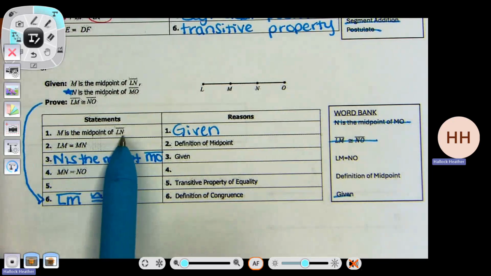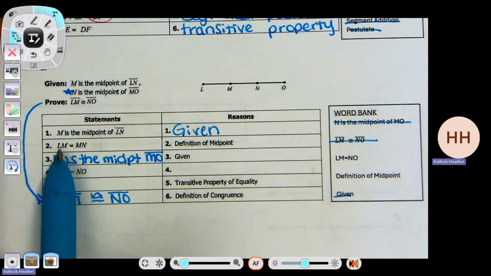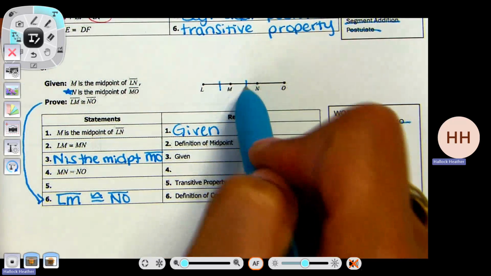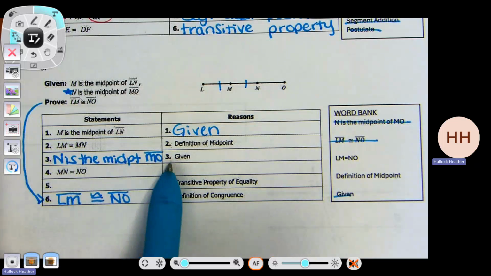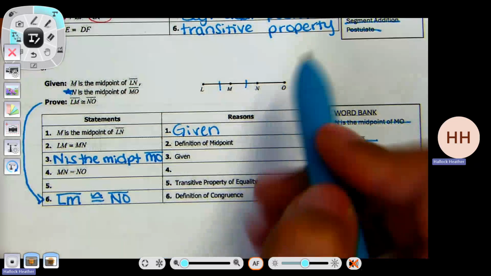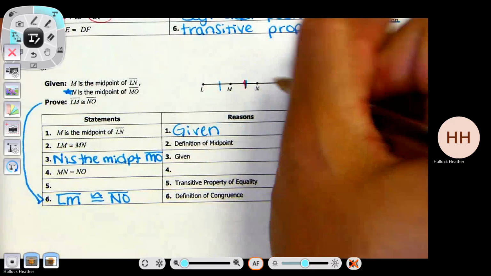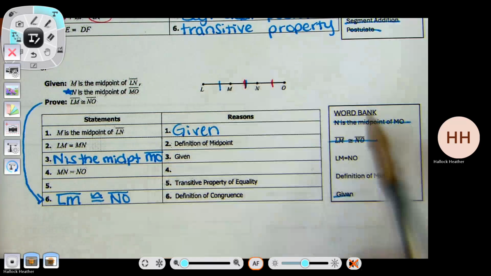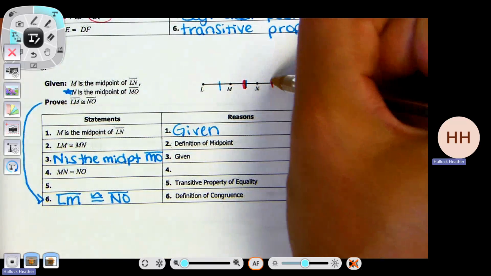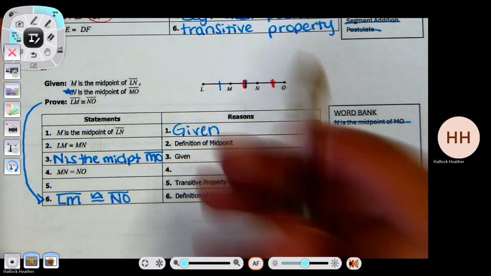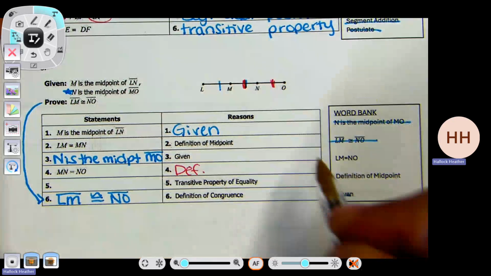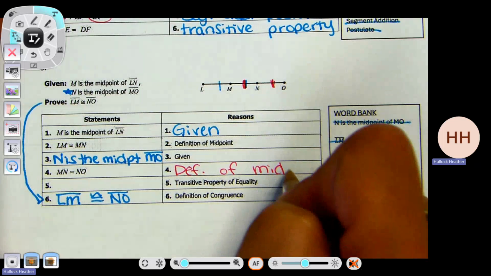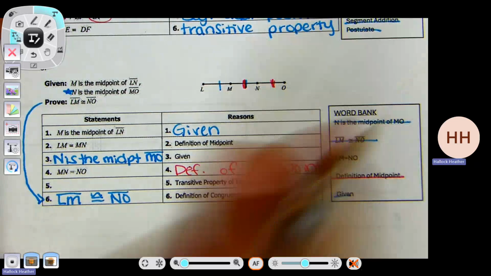It says M is the midpoint of LN. That's given. LM is equal to MN. Definition of midpoint, because if it's a midpoint, then they're equal. N is the midpoint of MO because it's given. So how do I know that these 2 pieces are congruent? What would be 4's reason? Malachi, what'd you say? Definition of midpoint. Because once I know it's the middle, then I can say that they're actually equal to each other. And then what's number 5?